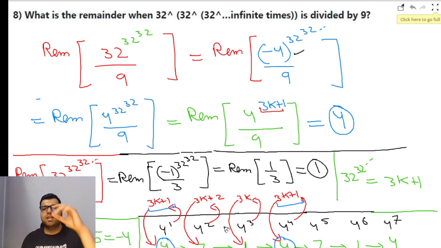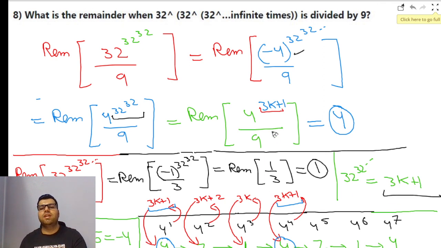So I just had to check that the 32 raised to power 32, the power is of what form? Is it of 3k plus 1, 3k, or 3k plus 2 form? So I just simply did it very simple. I just found out the remainder of power, this 32 raised to power 32 with 3. So this power came out to be 3k plus 1 form.